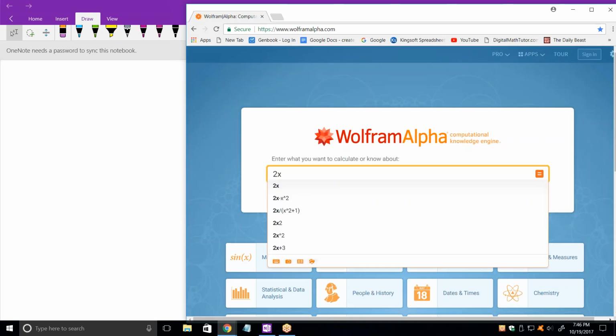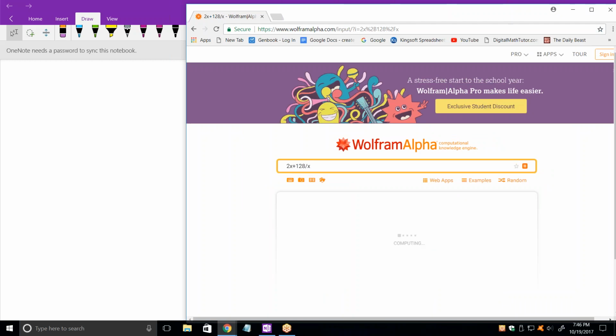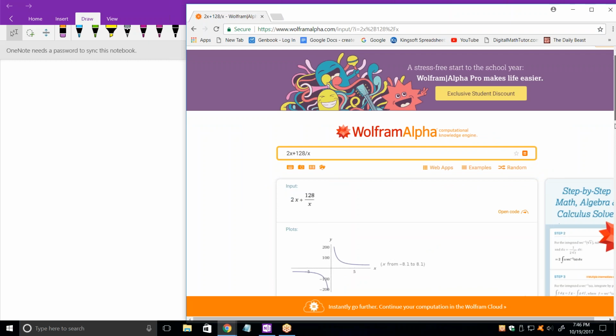2x plus 128 over x. Is that correct? Yeah. So that's our function. That's our perimeter function.